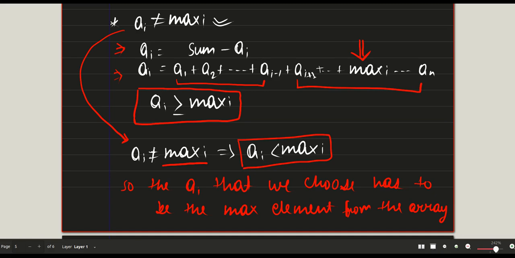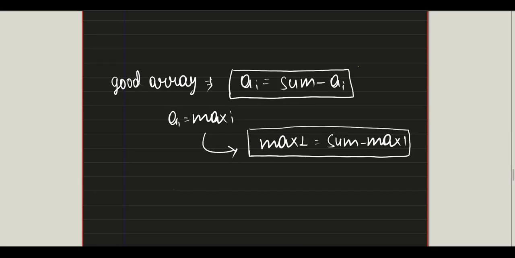So by method of contradiction, we can see that the ai that we choose has to be the max element from the array. For considering an array to be good, there should exist an element ai for which this equation holds. But I have proved that this ai element can only be the max element of the array, for which this array can be proved good. So instead of iterating through each element of the array and checking this equation, we can just simply take the max element of the array and check if this equation holds or not.